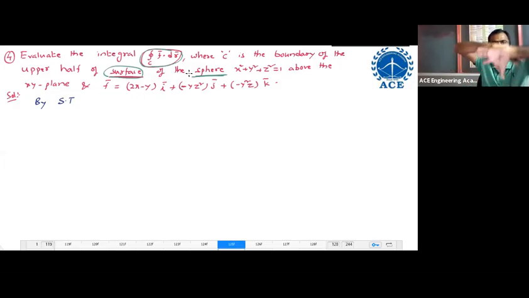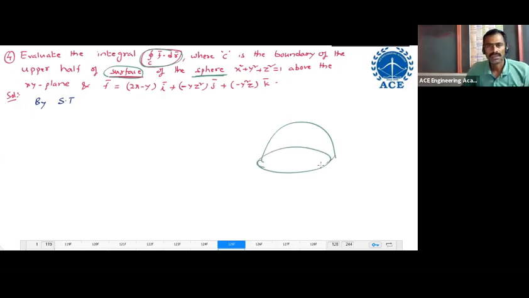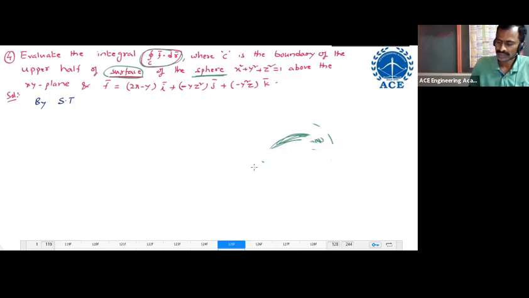Above the xy plane, whatever curved surface we have is the same as a hemisphere, just like a cap like this. Only this cap, or a reverse bowl. This object is the same as a reverse bowl. So we are given only this curved surface above the xy plane. So it is an open surface object. First of all, Stokes theorem is applicable for open surfaces only.